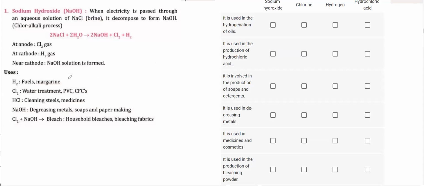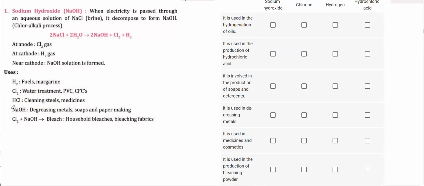Continuing with its uses, as we discussed, hydrogen gas is used as a fuel, and it's also used in hydrogenation, the conversion of unsaturated fat into saturated fat. Chlorine is used in PVC, polyvinyl chloride, water treatment, and also CFCs. When hydrogen and chlorine combine, they give hydrogen chloride gas, or hydrochloric acid, which is used in cleaning steel and in medicines.